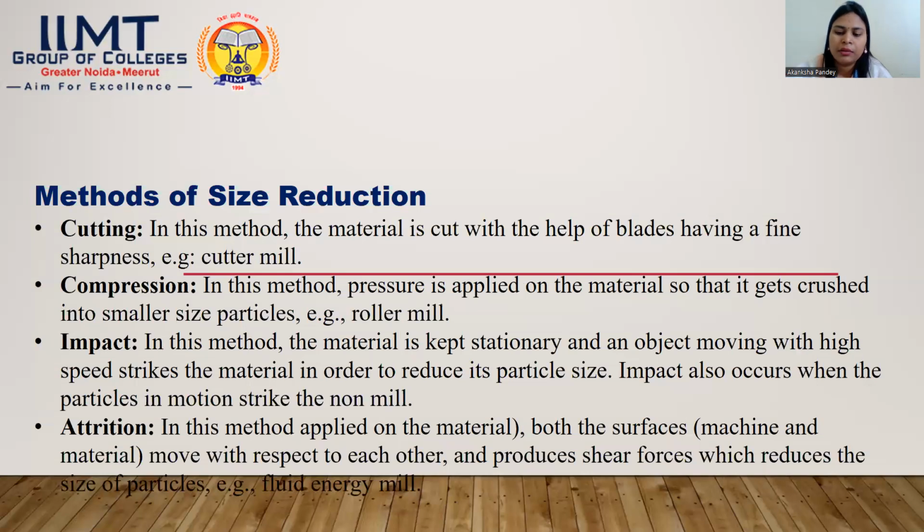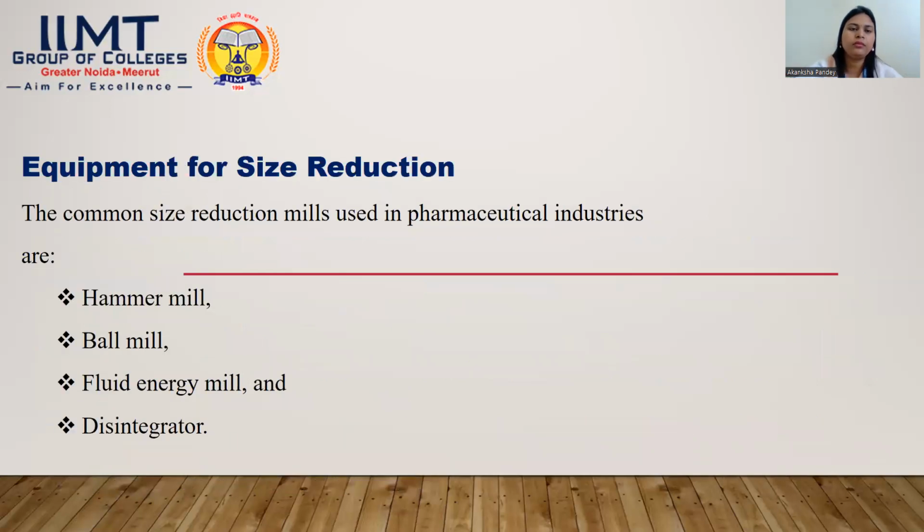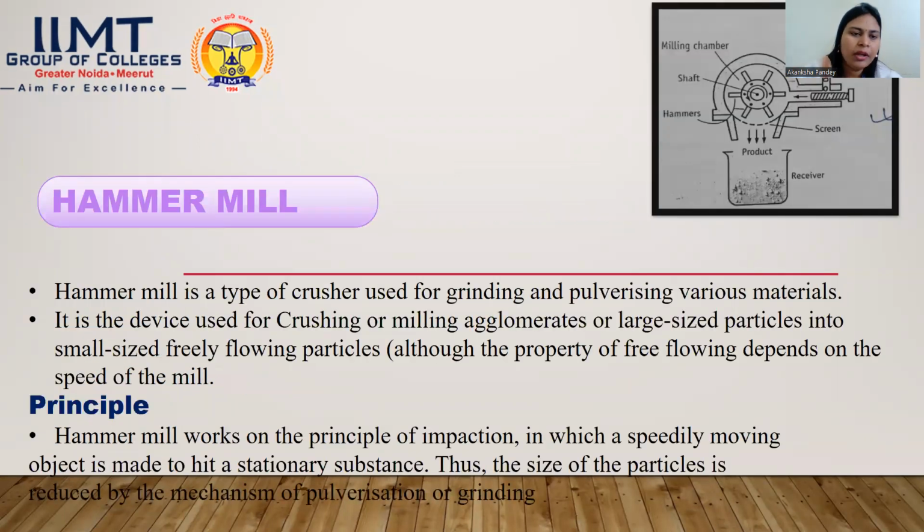Equipment for size reduction. Basically, these are the four common size reduction equipments or mills which we use in the pharmaceutical industry: hammer mill, ball mill, fluid energy mill, and disintegrator. Hammer mill. The very first mill, I'm going to give a brief introduction about this.